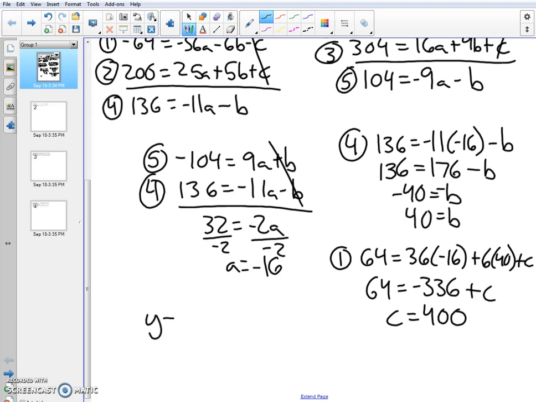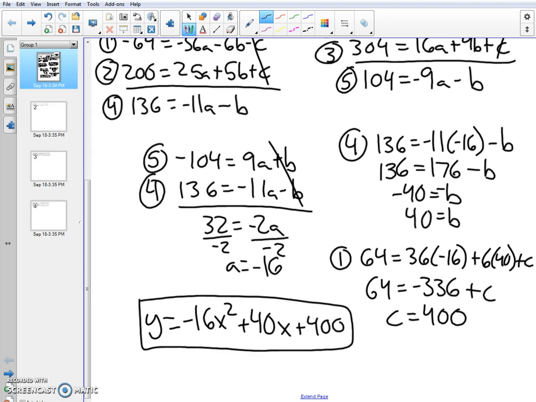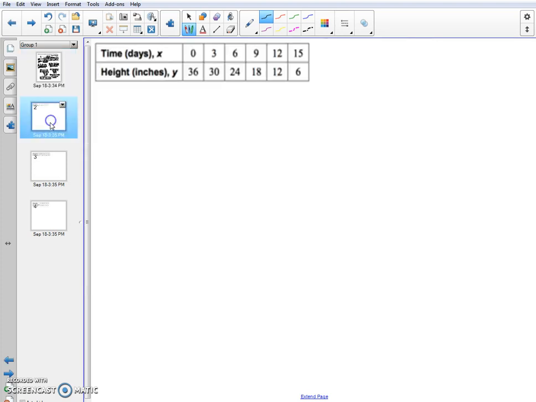So my very final step is going to be to write my equation. So I have y equals a is negative 16 x squared, plus I know b is 40, plus my c, 400. So this would be my final answer here. All right, let's look at the next one.